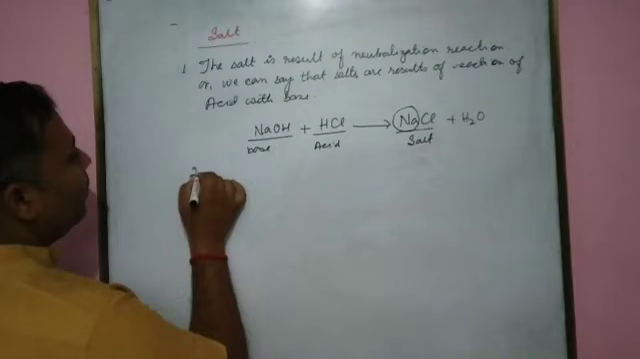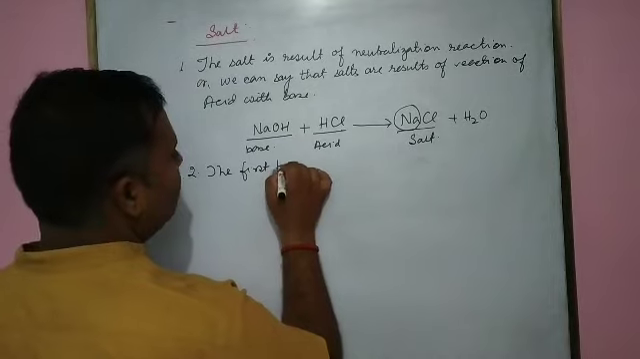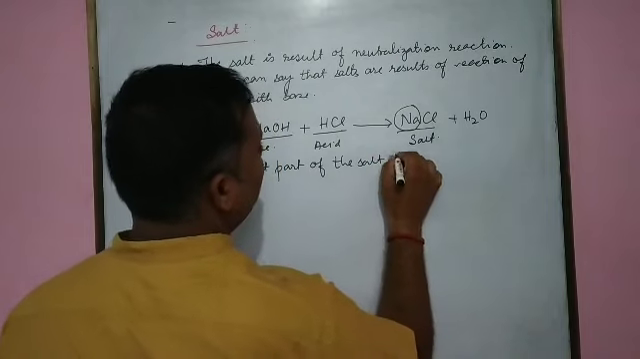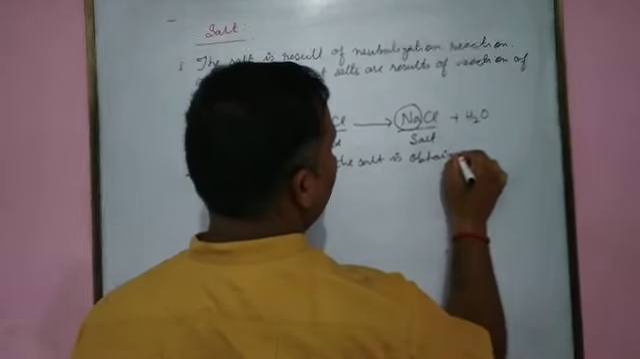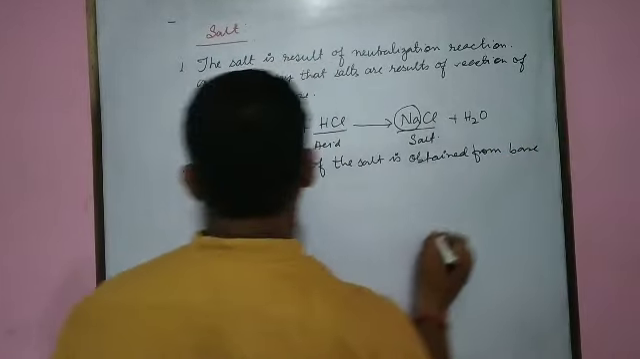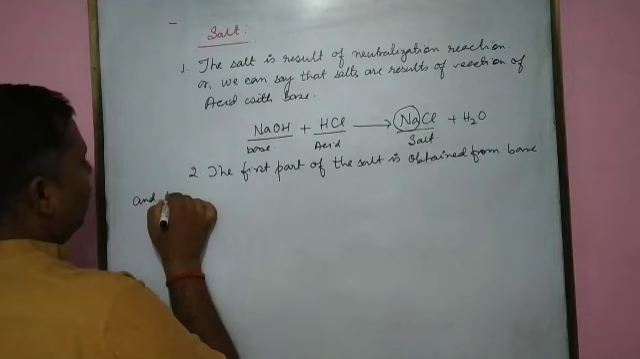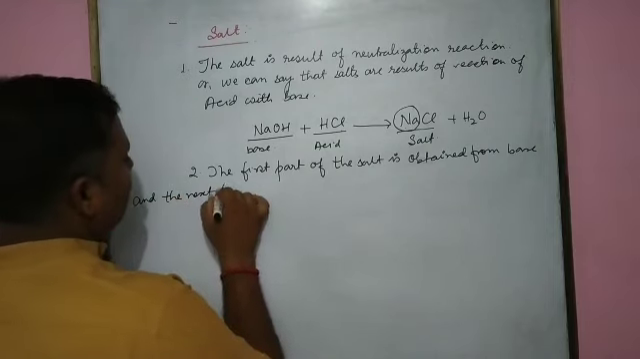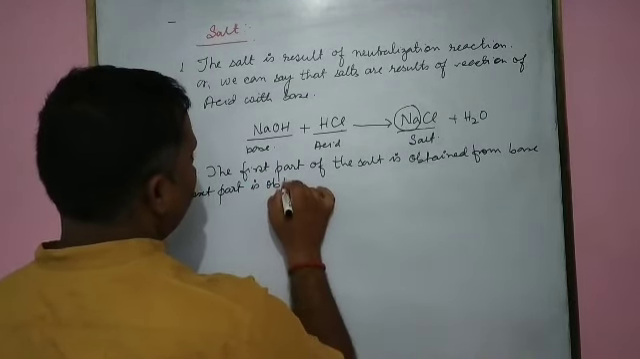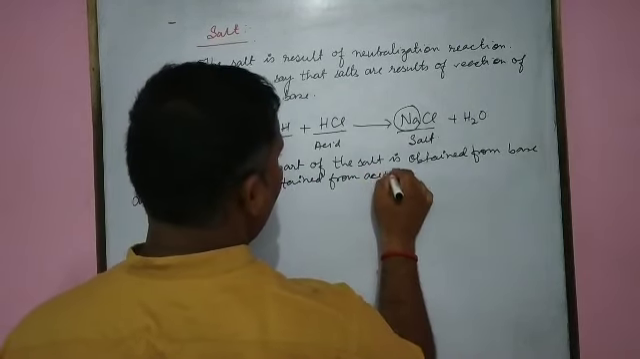The next one, what we have? The first part of the salt is obtained from base, and the next part is obtained from acid, that is chlorine.